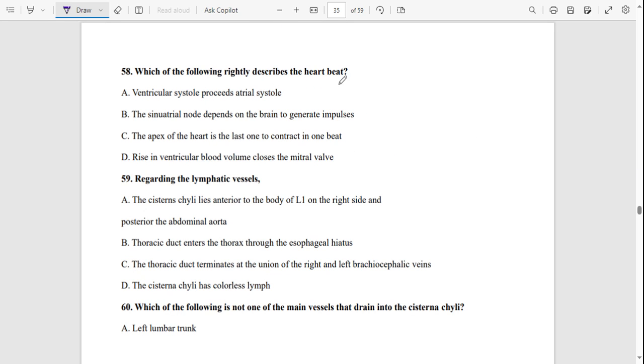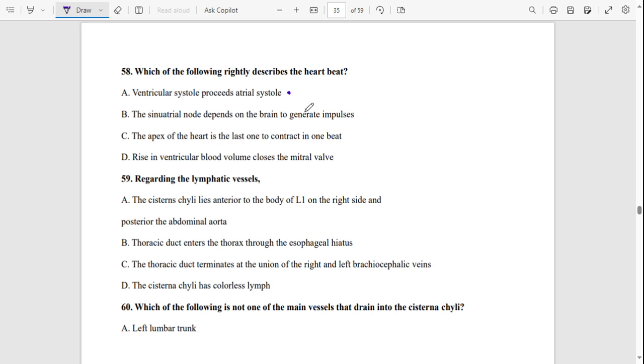Which of the following rightly describes the heartbeat? Ventricular systole precedes atrial systole. Ventricular systole is a contraction. So this statement is saying that the ventricles will first contract and then the atrium contracts. Is that true? Precedes. Okay. Now to precede is to come before, meaning that you start with the ventricular systole and then the atrial. Let me first put a dash there.